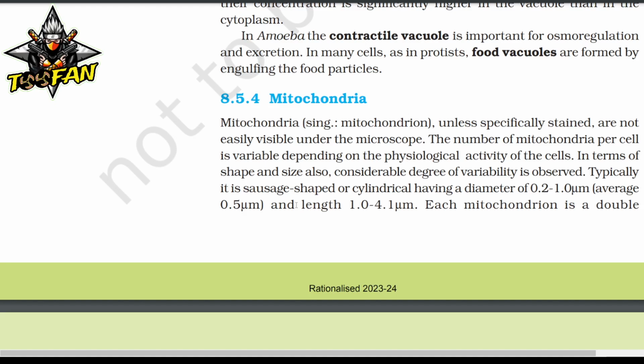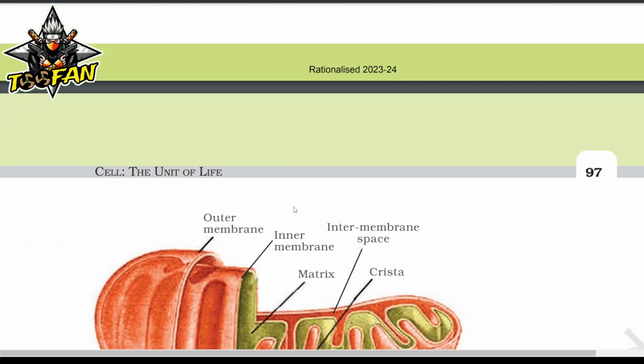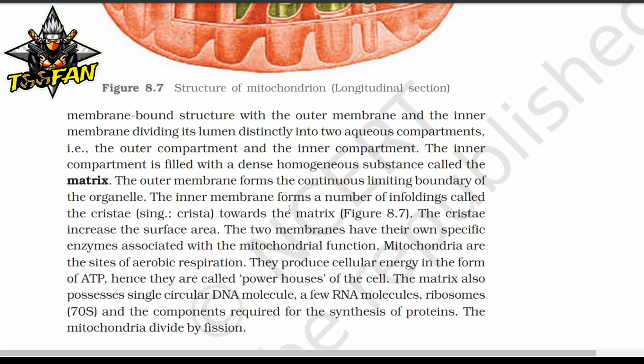Each mitochondrion is a double membrane-bound structure with the outer membrane and the inner membrane dividing its lumen distinctly into two aqueous compartments, that is the outer compartment and the inner compartment. The inner compartment is filled with a dense homogeneous substance called the matrix. The outer membrane forms the continuous limiting boundary of the organelle. The inner membrane forms a number of infoldings called cristae towards the matrix. The cristae increase the surface area.